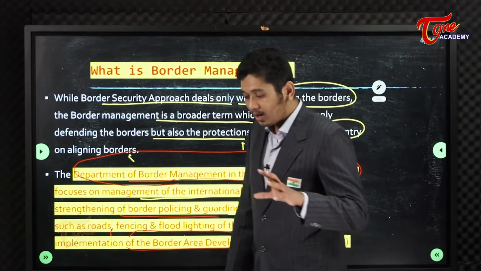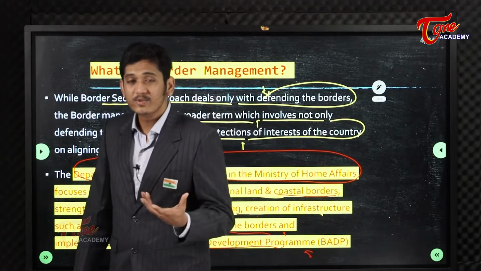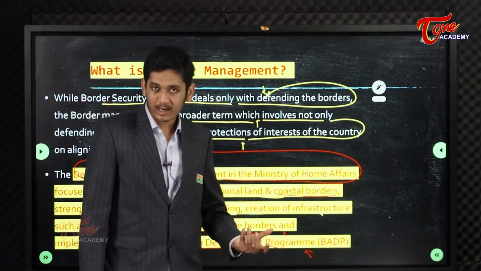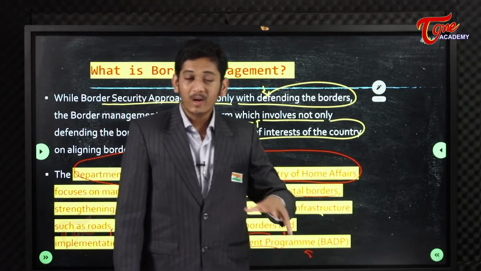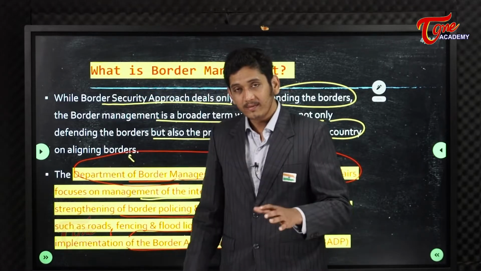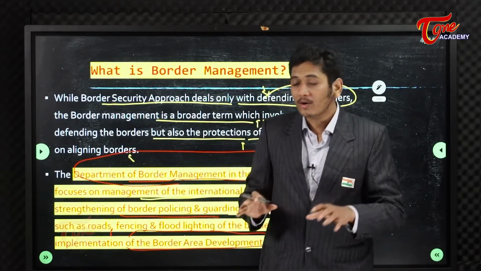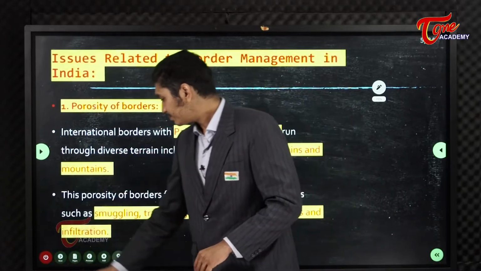Friends, regarding all the various schemes which are brought by the Ministry of Home Affairs in the management of border areas, we will learn in a separate class. Here we will focus on just the issues and introductory classes of border management.